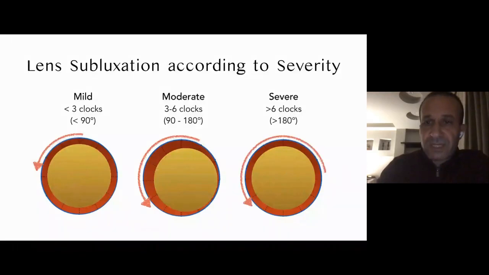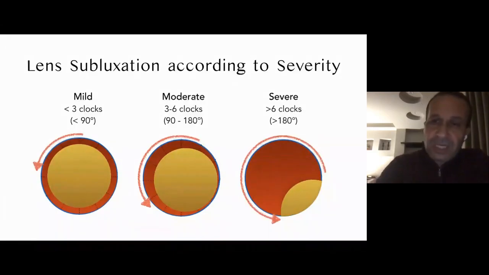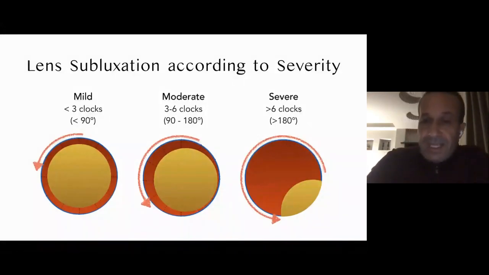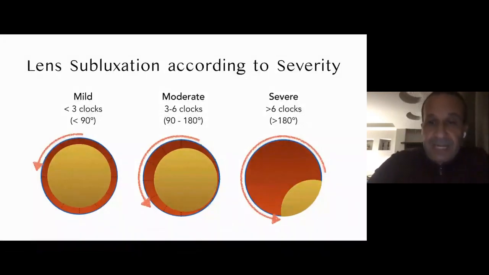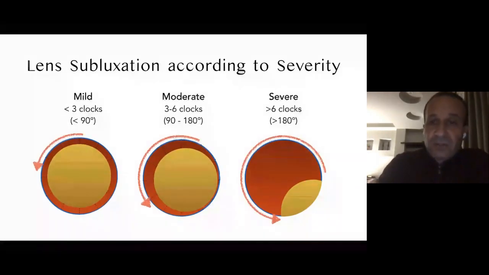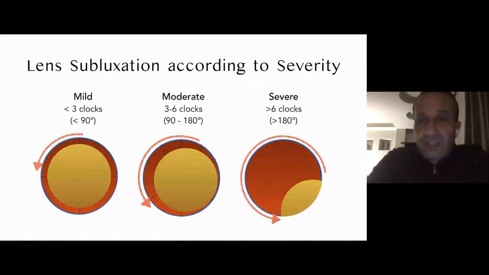In cases of severe lens subluxation, the damage of the zonules extends beyond the 6 clock hours or more than 180 degrees, and the lens equator might be visible across the pupil even without dilation of the pupil. Sometimes in severe cases you can see the crystalline lens or the cataractous lens dangling into the anterior vitreous. So this is according to the severity.